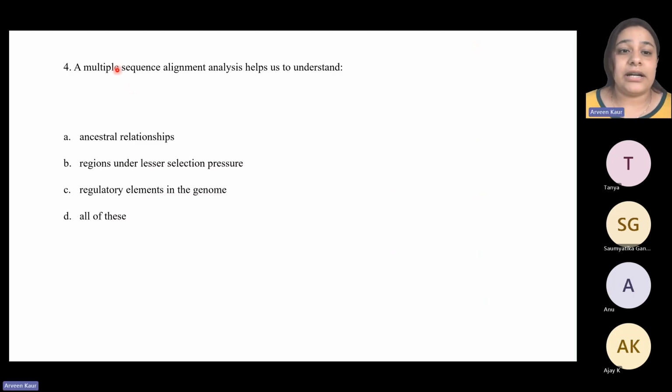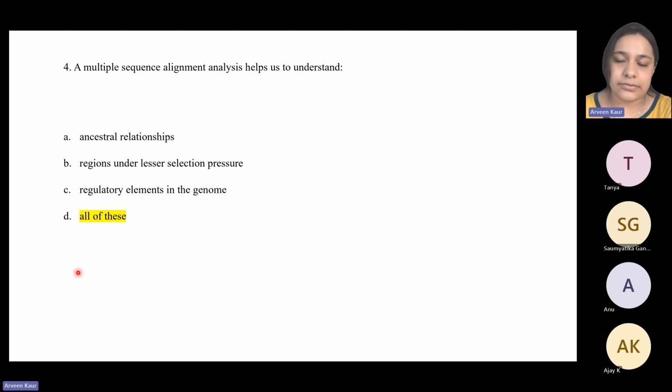Anyway, coming back to multiple sequence alignment, on which we spent a lot of time in the previous session. A multiple sequence alignment analysis helps us to understand which one of the following: ancestral relationships, regions under lesser selection pressure, regulatory elements in the genome, or all of these. This is also a fairly simple question. Again, all of these is the answer.